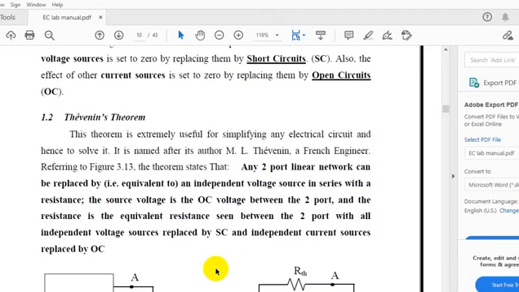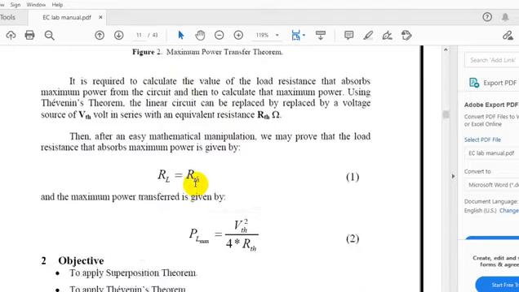If we define Thevenin theorem, it is any linear circuit containing several voltages and resistances can be replaced by a single voltage source in series with a single resistance connected across the load. That means if you have several voltage sources, we can replace them by a single voltage source, and many resistances we can replace by the total resistance. So this is Thevenin theorem. We will verify it using the hardware part.